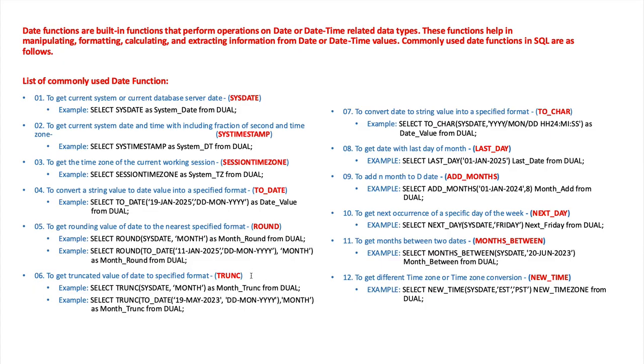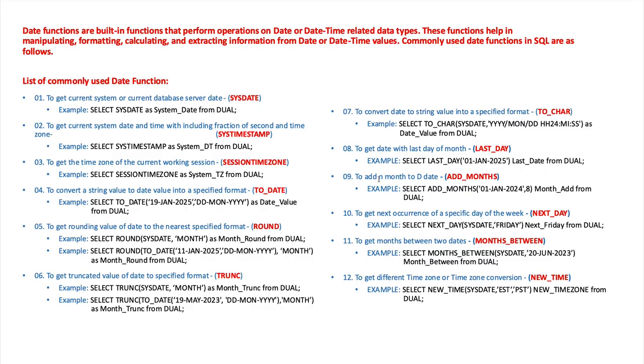Sixth one is the truncate function. To get the truncated value of a date to a specified format, we use the truncate function. Seventh one is to_char. To convert a date to a string value in a specified format, we use the to_char function. We have an example. Eighth one is last_day. To get the date with the last day of the month, we use the last_day function.